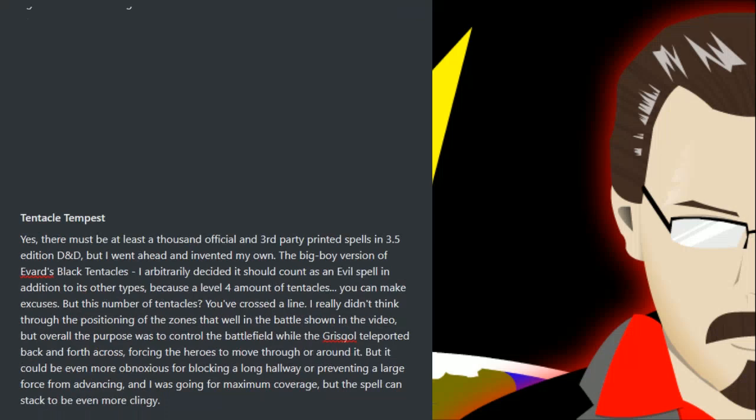I really didn't think through the positioning of the zones that well in the battle shown in the video, but overall the purpose was to control the battlefield while the Grisgol teleported back and forth across, forcing the heroes to move through or around it. But it could be even more obnoxious for blocking a long hallway or preventing a large force from advancing. And I was going for maximum coverage, but the spell can stack to be even more clingy.